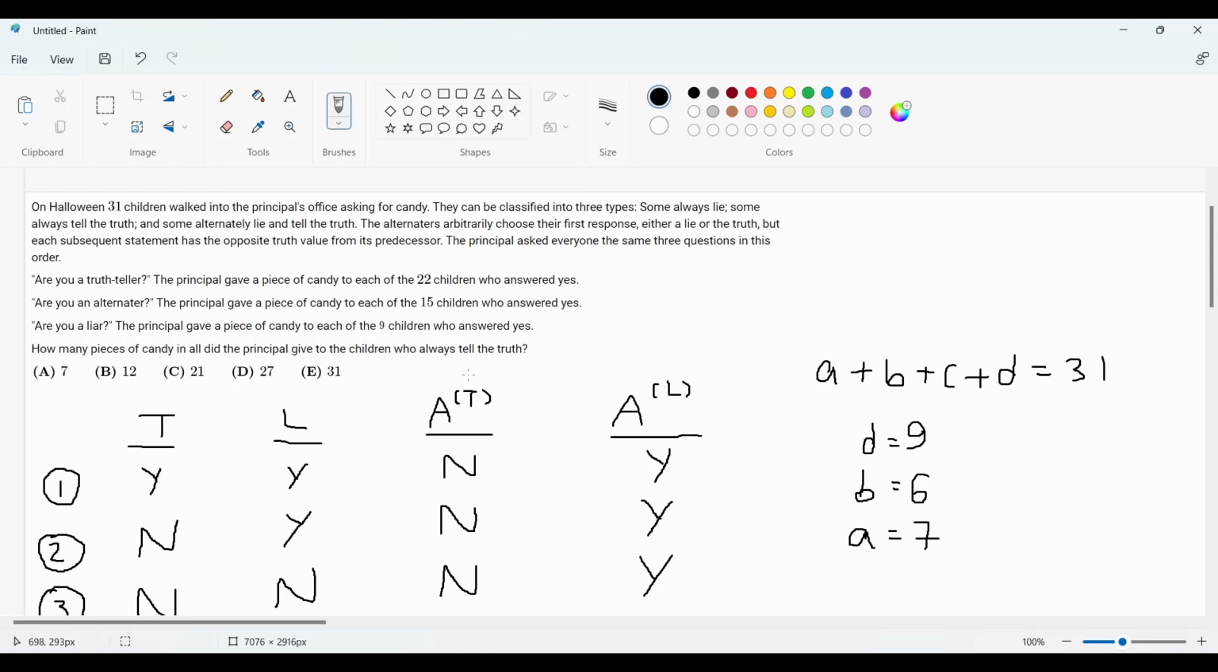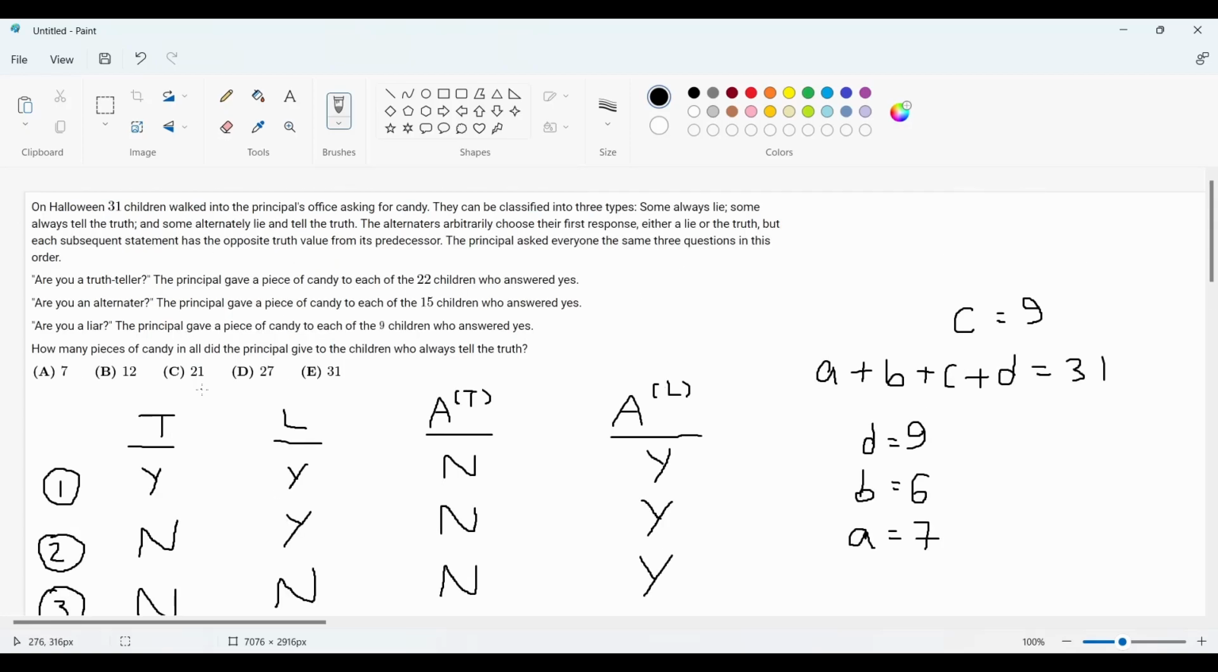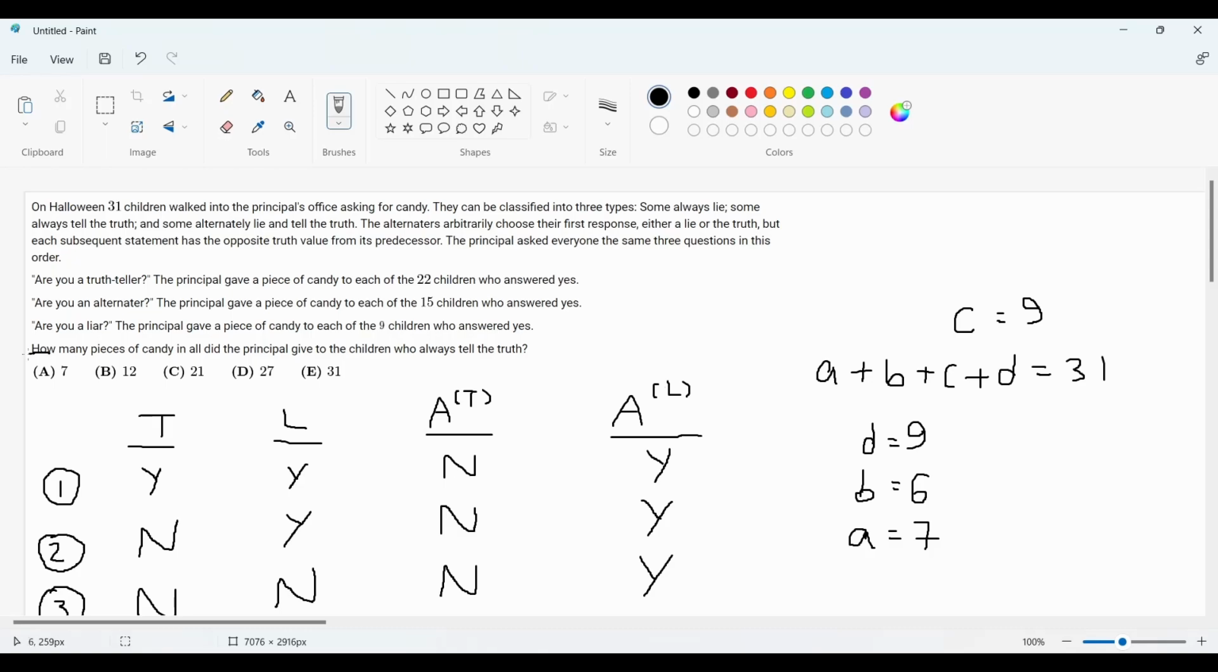And I don't think we actually need to figure out C at all for this question, but in case you were curious, it looks like from this equation and these 3 values, you can solve and get C is equal to 9. I don't think it's necessary. We just need how many pieces of candy the principal gave to the children who always tell the truth. Well, the children who tell the truth said yes 1 time, and there's 7 of them, so they received 7 pieces of candy. A is the answer.